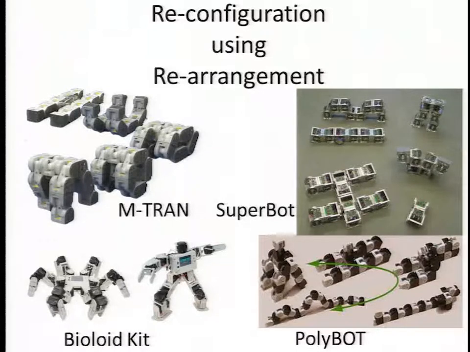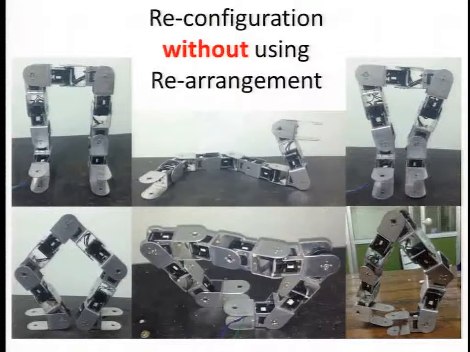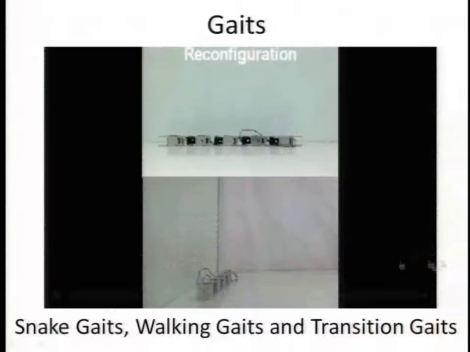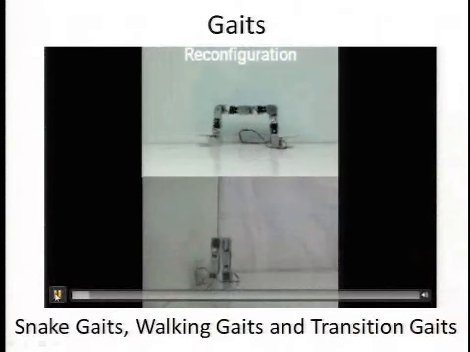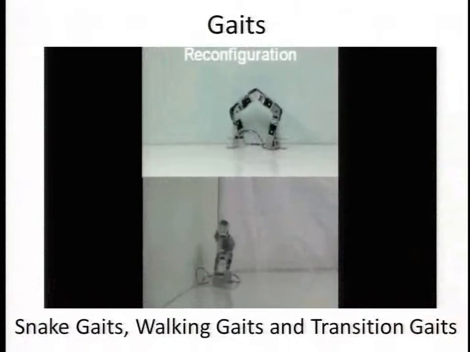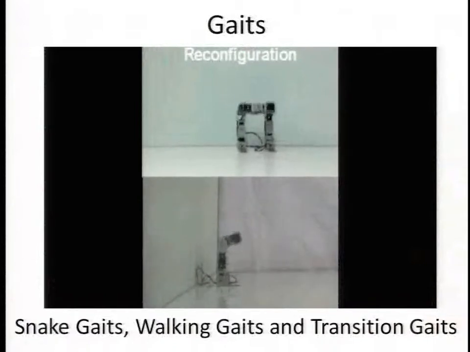As you can see, these are a few popular reconfigurable robots. So the Rebus does not use any reconfiguration of the modules. So I have a video showing each of the following gaits. This gait shows the transforming gait from the snake configuration into the walking configuration.